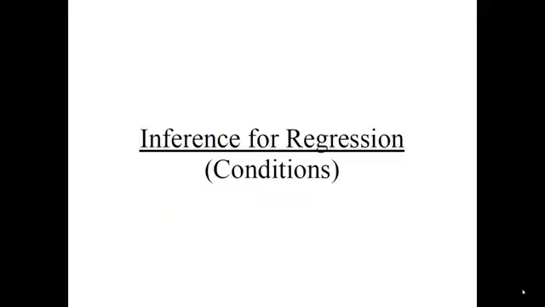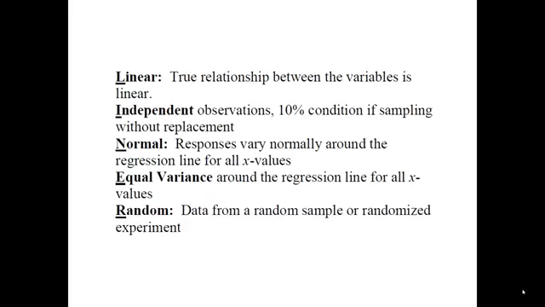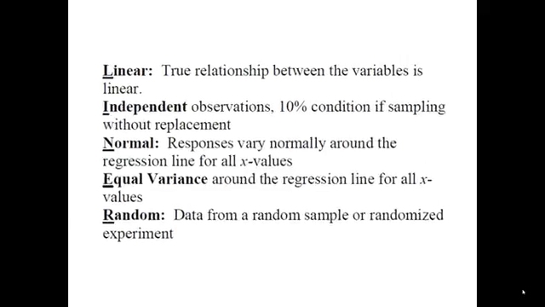Inference for regression. Conditions. Linear: true relationship between the variables is linear. Independent observations: 10% condition if sampling without replacement. Normal: responses vary normally around the regression line for all x values. Equal variance around the regression line for all x values. Random: data from a random sample or randomized experiment. End of line.